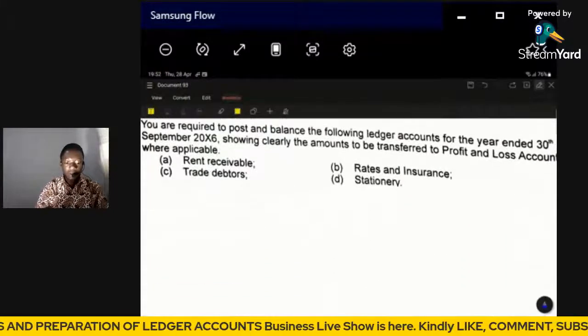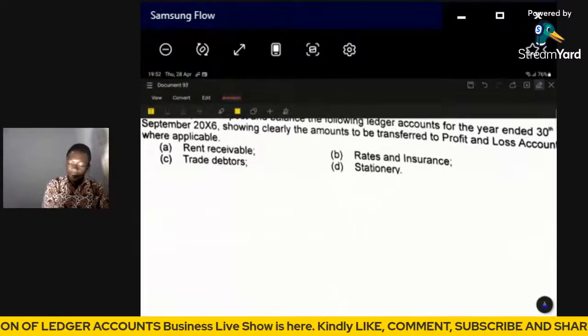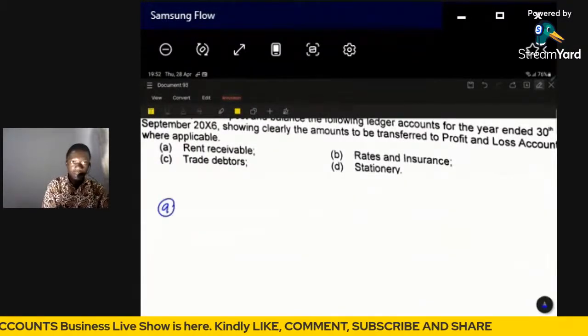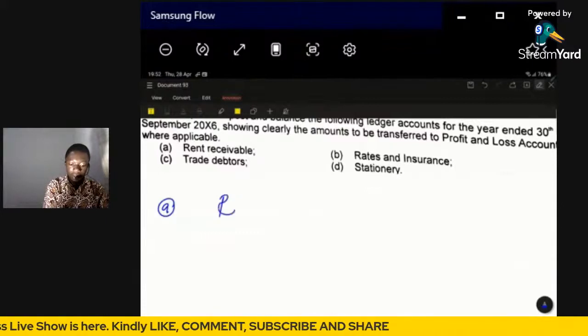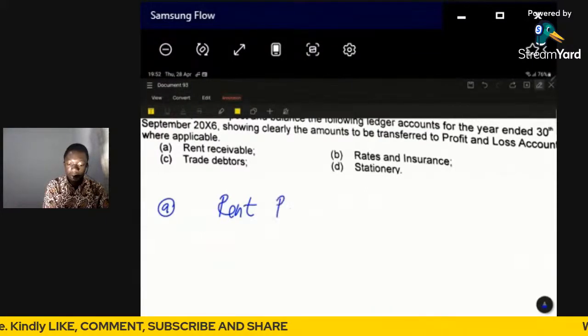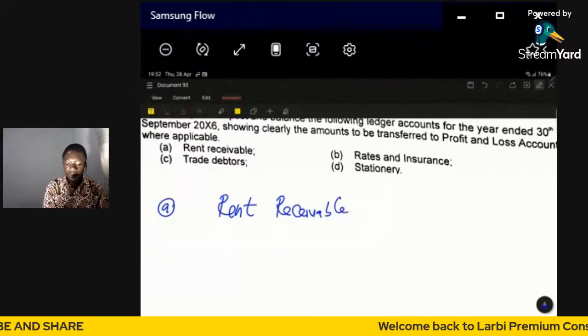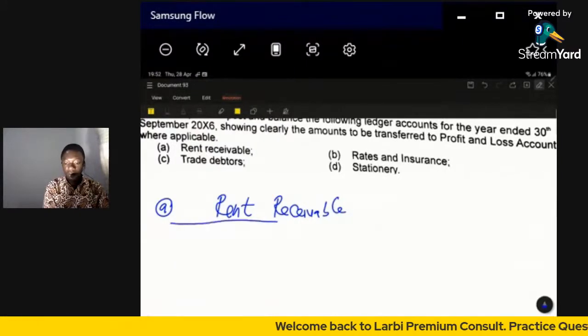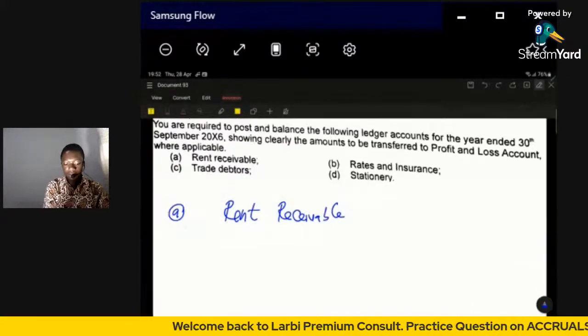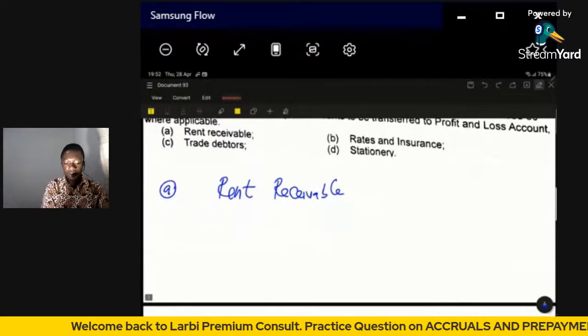So let's start with what? Rent receivable. We're going to have our rent receivable as A here. You're going to use a T account to record this transfer. So for rent receivable, you have your T account.